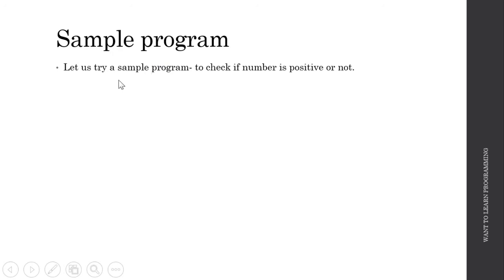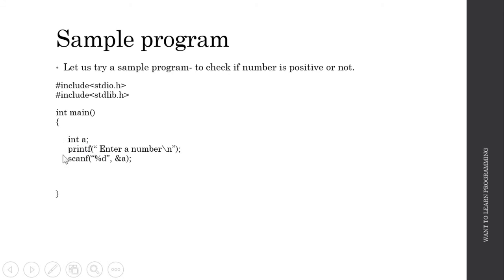So let's try the sample program to check if the number is positive or not positive. First, we use the header files, that is #include stdio.h and #include stdlib.h. Next, we write int main followed by the curly braces. Next, we declare a variable a, and to make the program more user friendly, we ask the user to enter a number. Next, using the scanf statement, we receive the number from the user and store it in variable a.